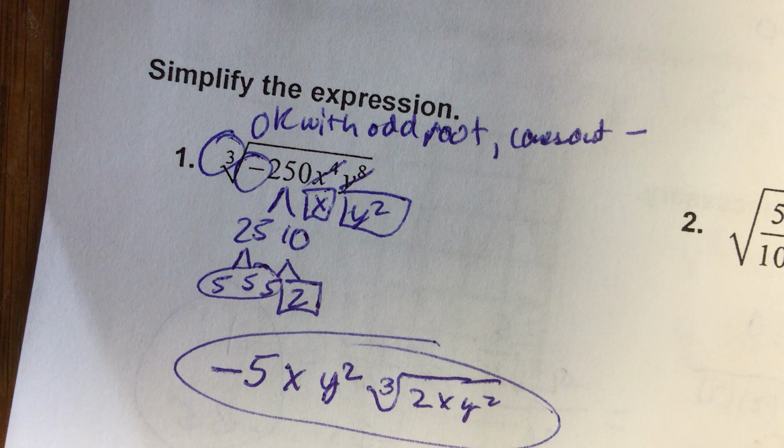So number one is pretty straightforward. The only thing you have to realize is that it's an odd root. That's why I have the 3 circled. And it's a negative under the root. If it's an odd root with a negative, it will not come out as an i. That's something you might want to have in your notes. So this one is going to come out as a negative.